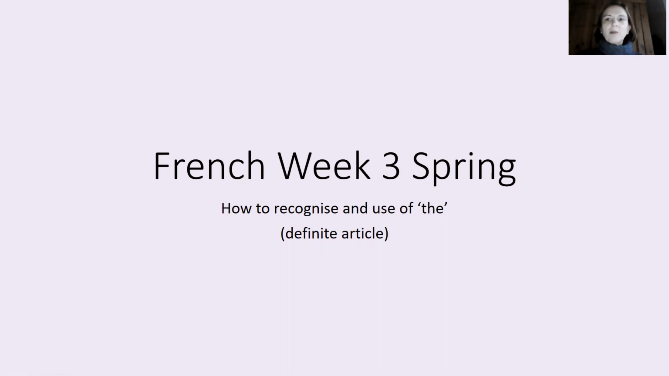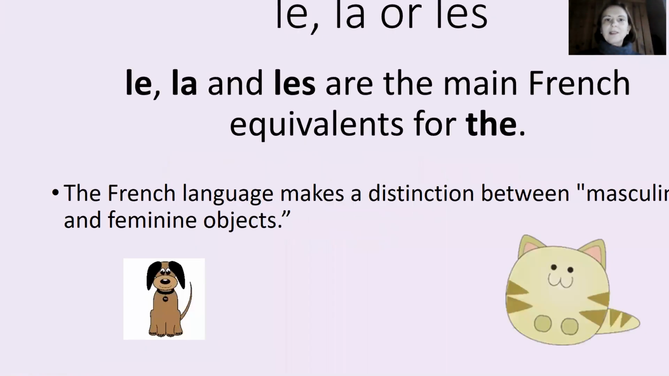We're going to be doing some French this afternoon, and what we're going to be looking at is how the French say the word "the". In English, this is known as a definite article, and there is only one word for "the" in English. However, in French, it's a little bit different. Shall we have a little look and see why?